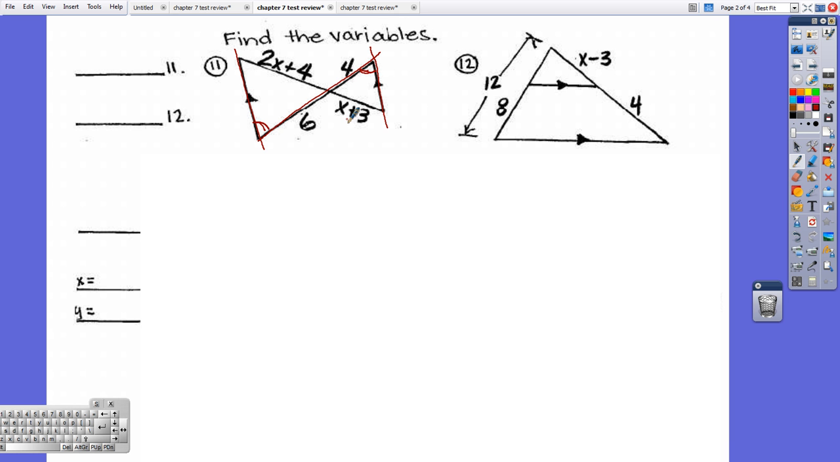So I'm going to have my 2x plus 4. That side corresponds with this side of this triangle.